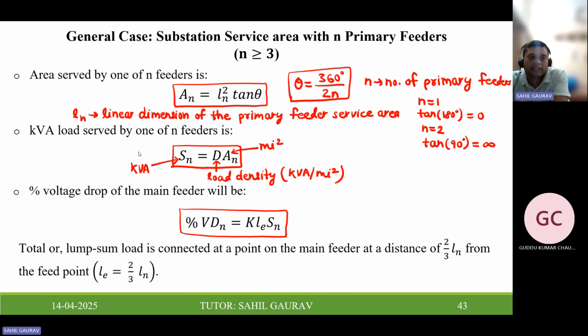So these formulas are defined for n greater than or equal to 3. And then the KVA load served by one of the feeders is Sn equal to D into An, and then percentage voltage drop will be defined as K into effective length into Sn. And the effective length for a main feeder is at a distance of 2/3 of ln from the feeder point, or from the substation node.